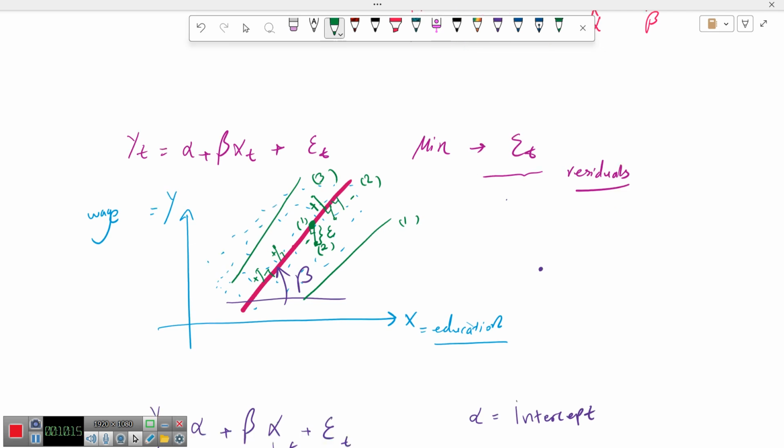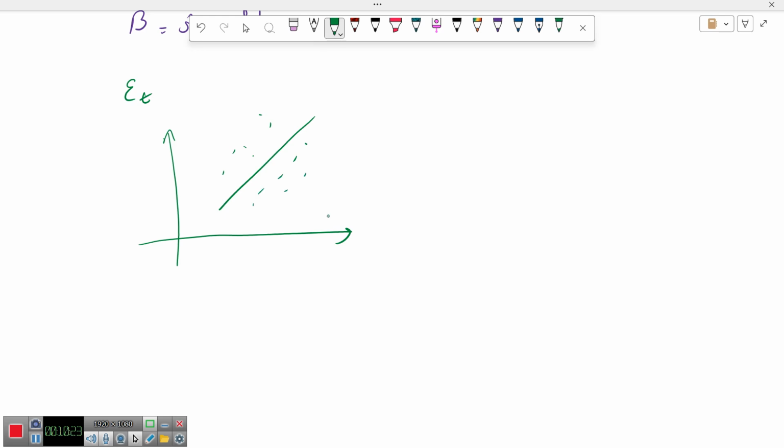For example, if you want to just sum the errors, for example, that or that, so we have to minimize the sum of errors.